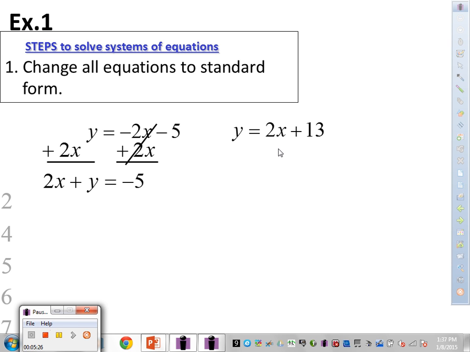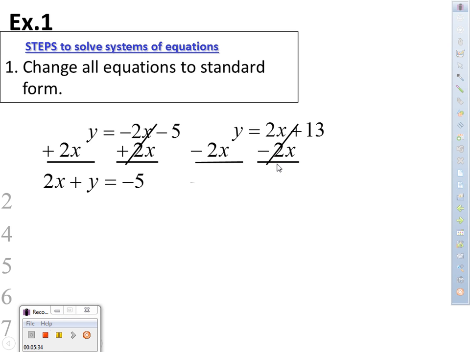Alright, so this one in standard form, we need to subtract 2x from each side. It gives us -2x plus y equals 13. Hence, we got that. Alright, now that we have step 1 done, this is what we're going to do. Pens down, eyes up here, please.